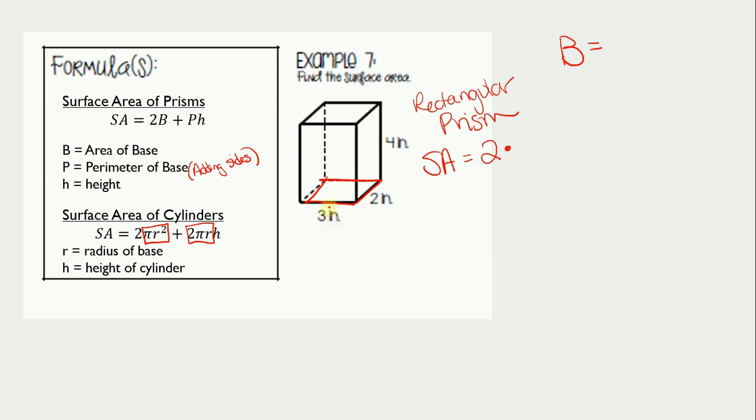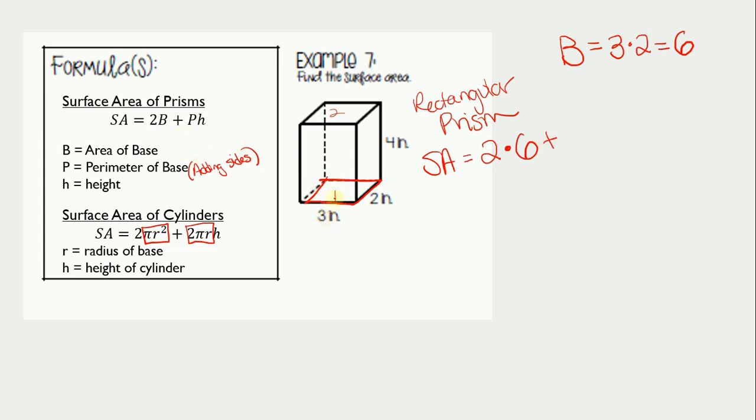Well, area of that base, it's just a rectangle, and to find the area of a rectangle, that is 3 times 2, right? Base times height. So area of my base is 6. Well, technically I have 2 of them, right? So that's why that 2 is inside of our formula. It takes care of finding the area of both the bases. So 2 times 6 plus the perimeter of my base.